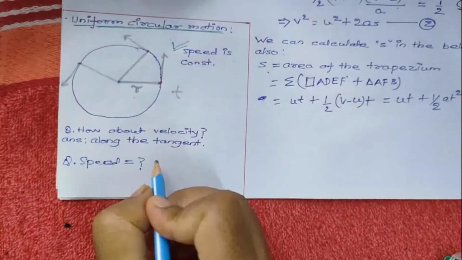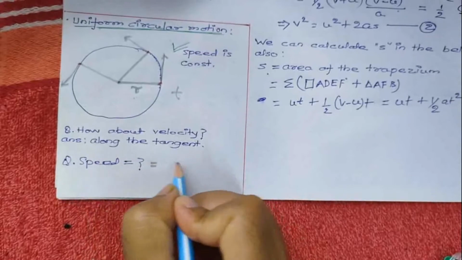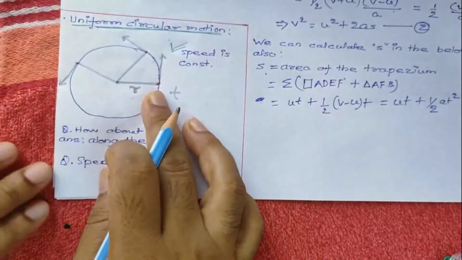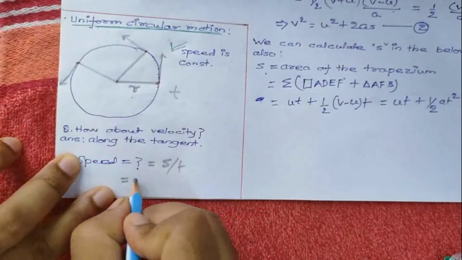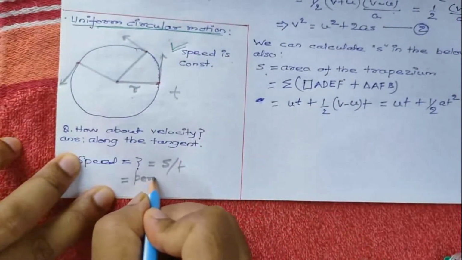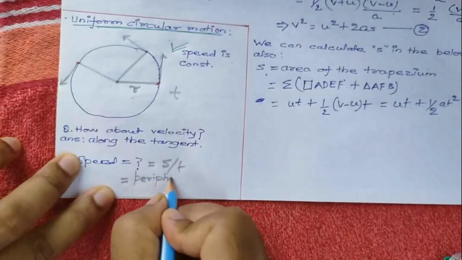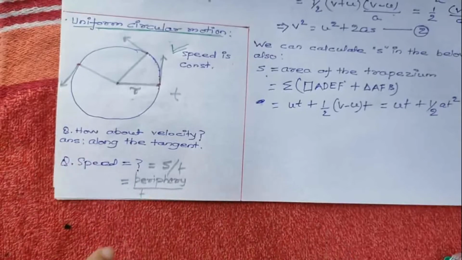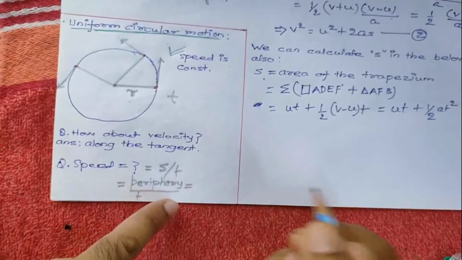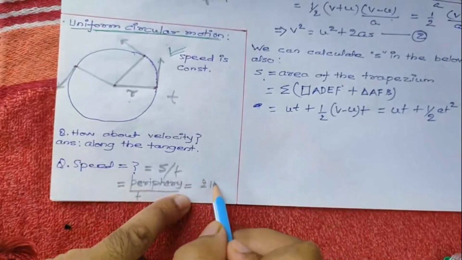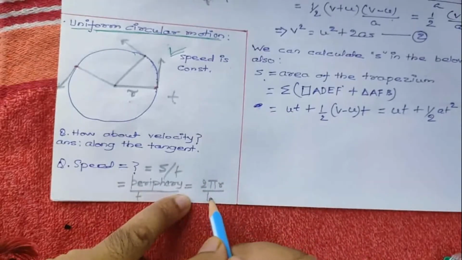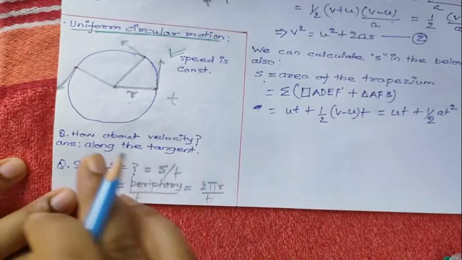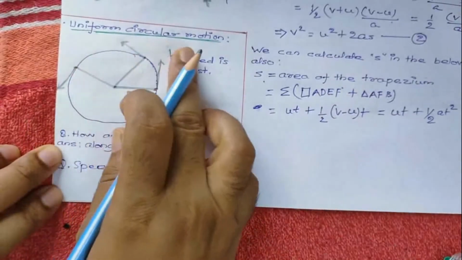Speed is distance by time. It is simple. So what is the distance which a particle covers? It is the periphery of the circle, divided by t. We know how to calculate the periphery of a circle. It is 2 pi r by t. So v equals 2 pi r by t. This is applicable for uniform circular motion.